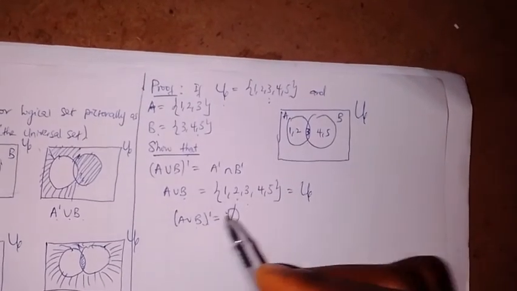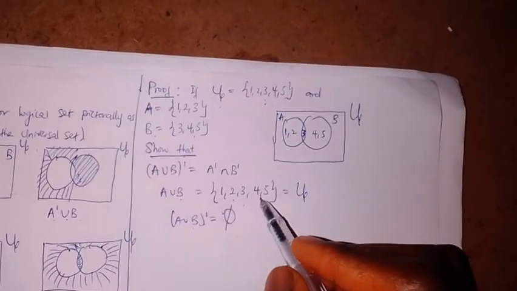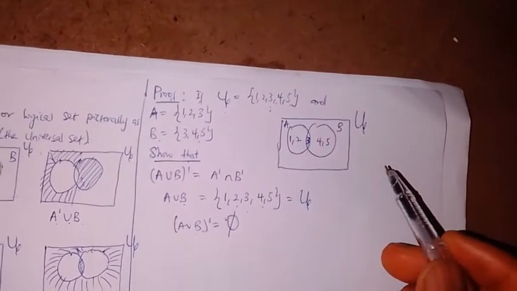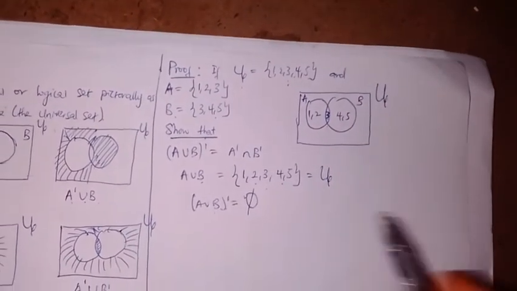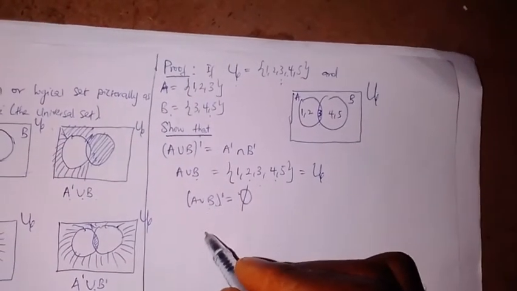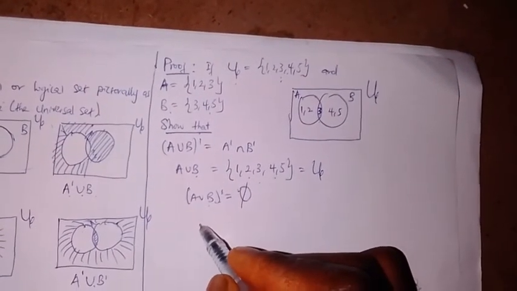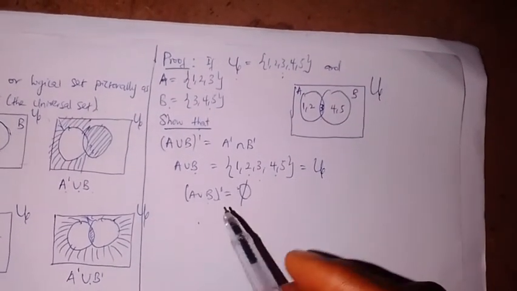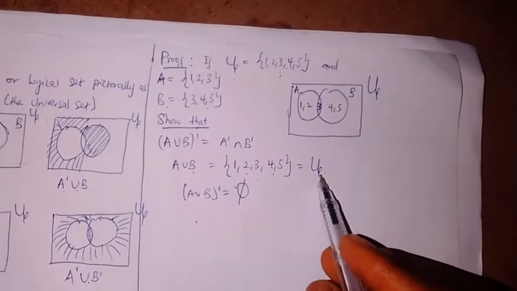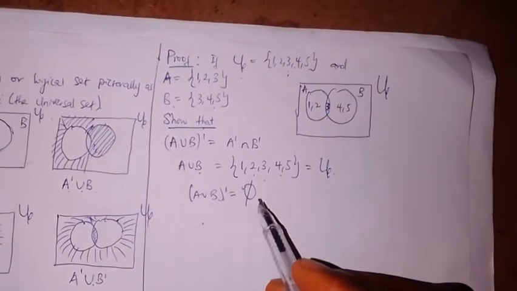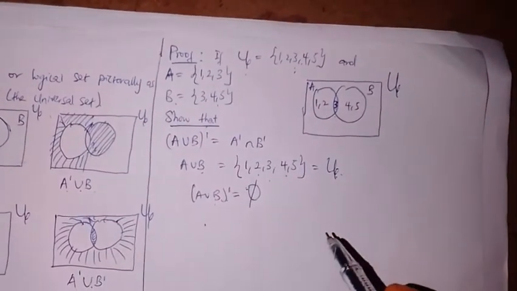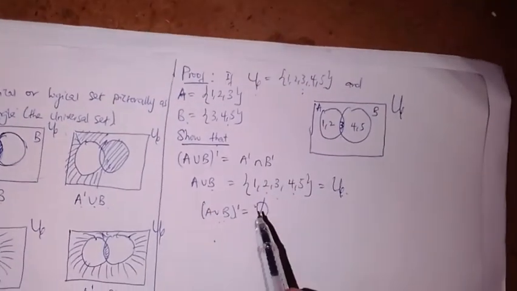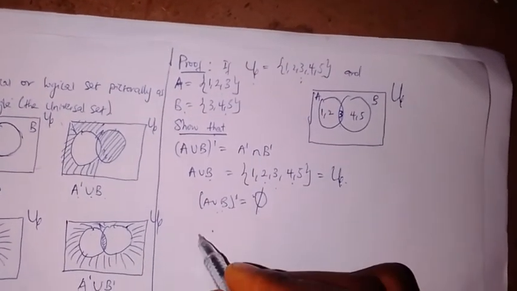Now, (A union B)' is what? Empty set. Why? Because an element not in the universal set will basically be empty. That's why when we come to set theory later on, we'll be looking at some other things. We'll be looking at the union of something giving us the universal set, the intersection of something giving us the empty set, and the likes. So (A union B)' in this case is the empty set.